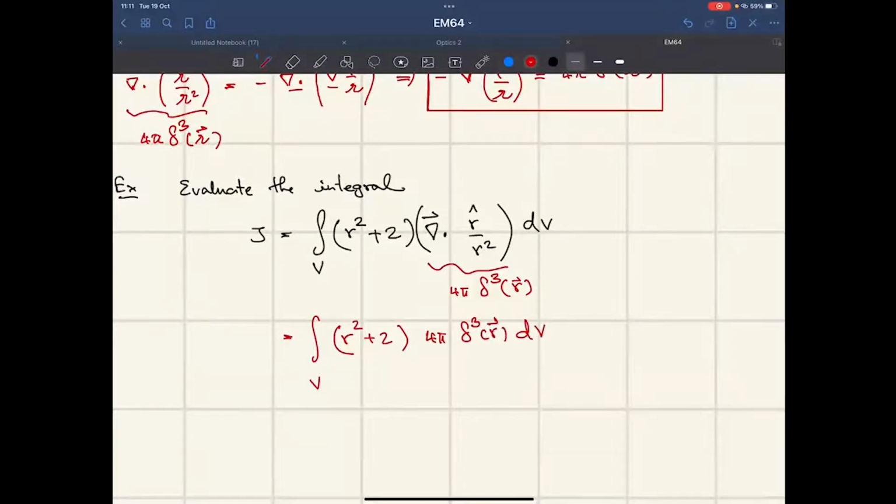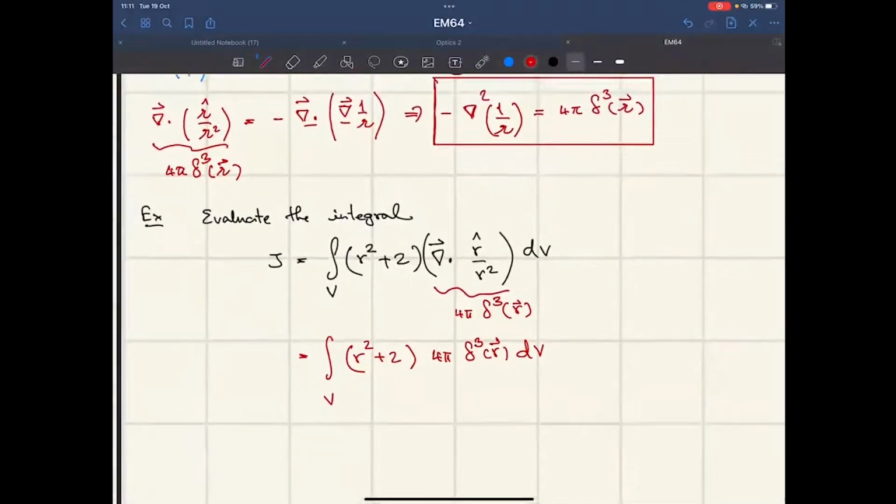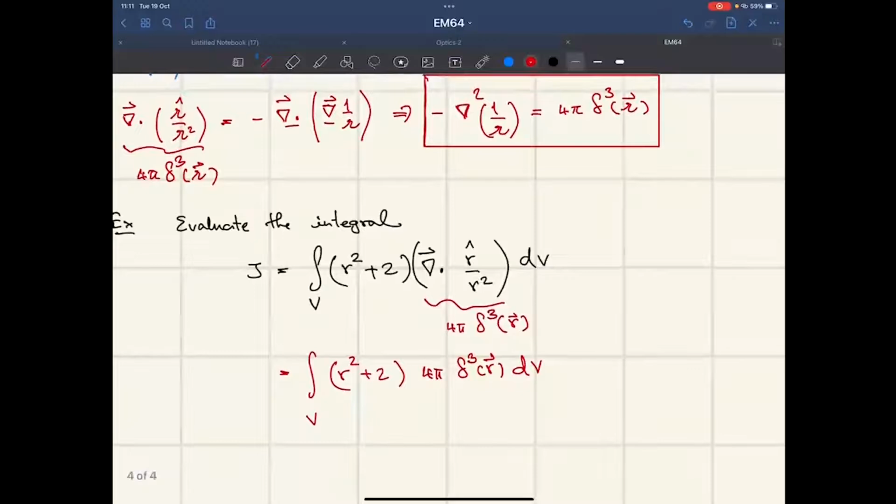Teacher, can you move the slide above a little bit? Okay. Thank you.